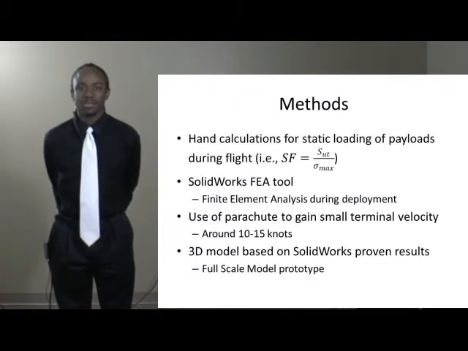Some of the methods that I will be using include hand calculations for the static loading of payloads during the flight, use of the SolidWorks finite element analysis tool and stress analysis tools in the design, the use of a parachute to minimize the terminal velocity to something stable around 10 to 20 knots, and to create a 3D model using a printer based on the SolidWorks proven results, which will be a full-scale model prototype.